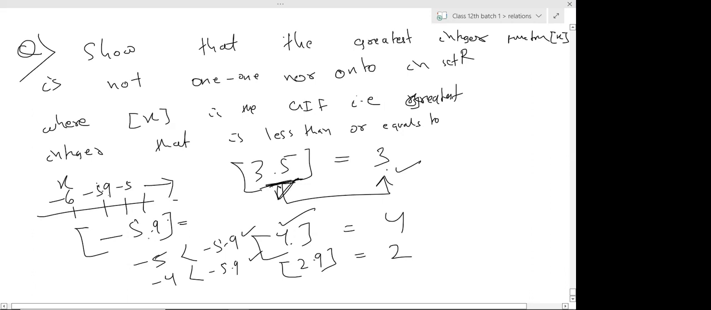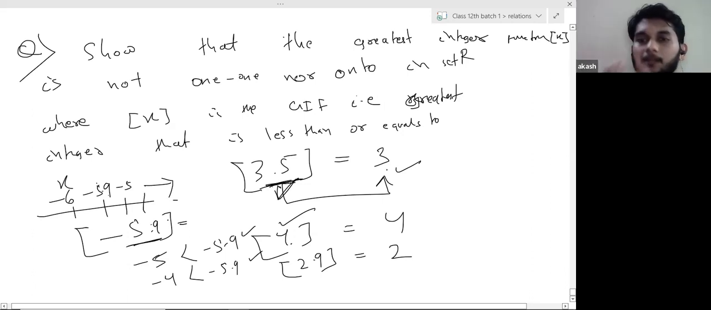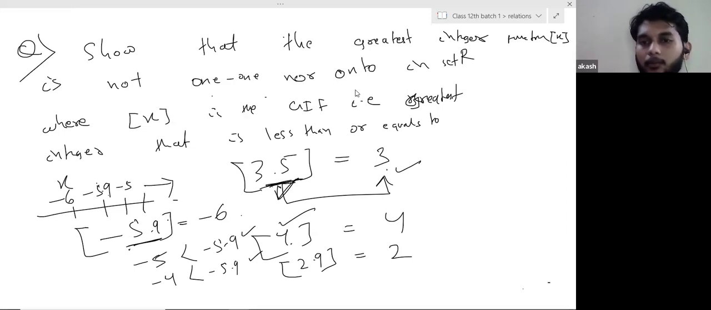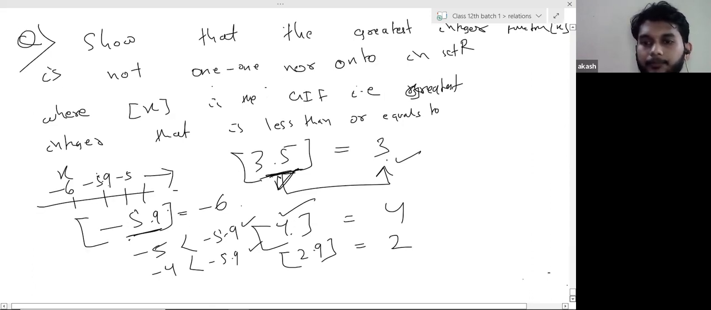So in negative numbers, keep that in mind that it gives the number lesser than that, on the left side. So minus 5.9 will be minus 6. All right, I hope this is clear. So you have to prove that this is not one-one nor onto. I'll give you a few minutes. If we have to prove that this is not one-one, then one example is enough, and same for onto. Try to solve this.